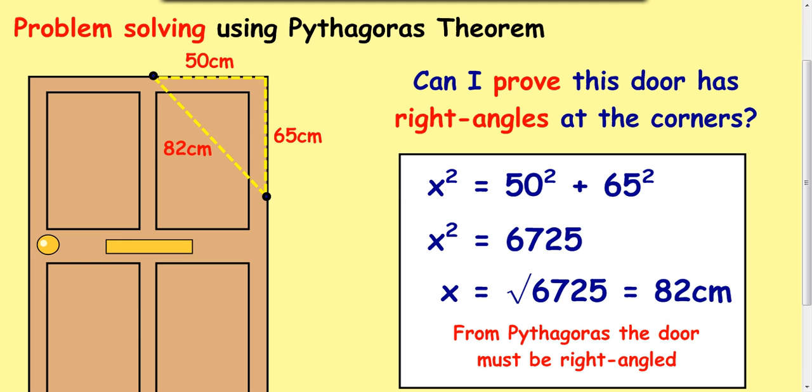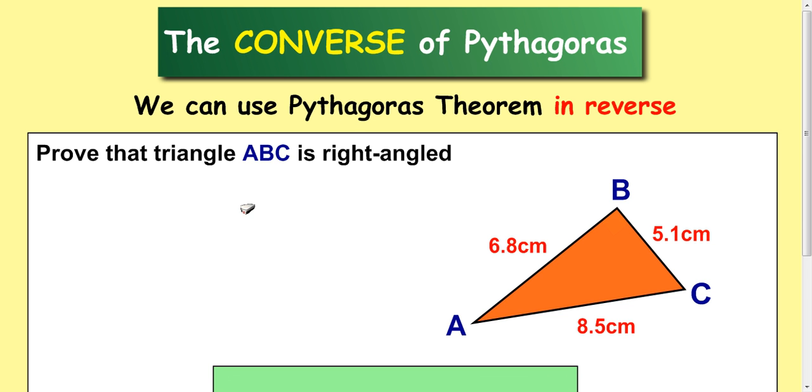So let's look at that in a more considered approach and set our working out properly. So this is the converse of Pythagoras, and we can use Pythagoras' theorem in reverse to prove any triangle is right angled. So we've got to prove that triangle ABC is right angled.